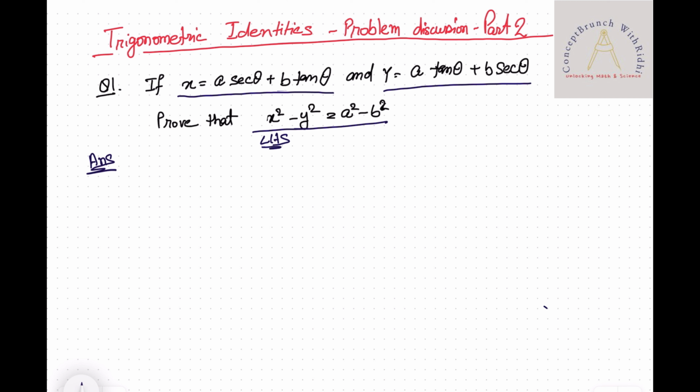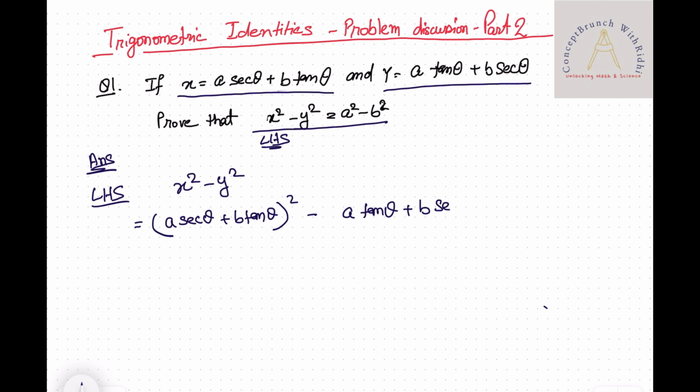What does it say in the LHS? In the LHS, it's given x squared minus y squared. Let's put in these values. So it will be (a secant theta plus b tan theta) whole square minus (a tan theta plus b secant theta) whole square, right? Over here we'll apply the identity: (a plus b) whole square we can write as a square plus 2ab plus b square, right?